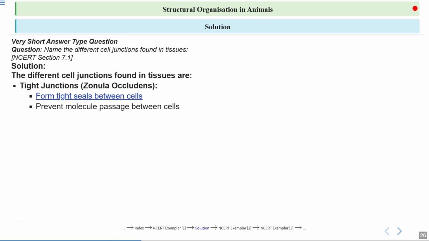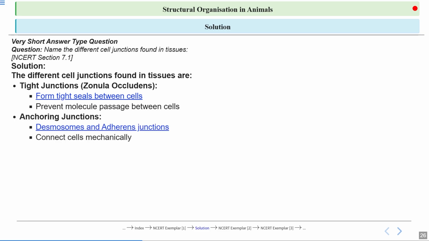So what are the different junctions? Number one is the tight junction, a tight sealing between the cells. It prevents molecular passage between the cells. You do not allow the passage of molecules from one cell to another, right? That is one type of junction, the tight junction. Second is the anchoring junction, desmosomes and adherens junction. This is another name for the anchoring junction, and they connect the cells mechanically, right?